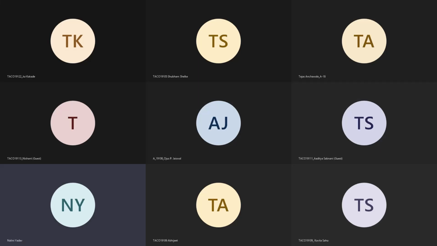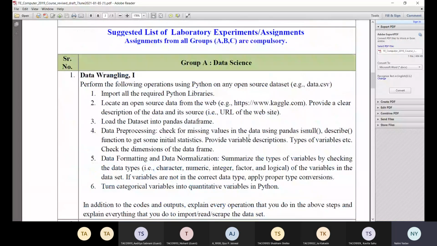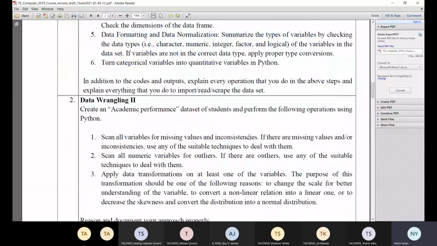So this is our syllabus copy for a subject, and we have completed assignment 1, as I already told you, and we'll start with assignment 2. Assignment 2 is to create an academic performance data set of a student and perform the following operations using Python. First, scan all variables for missing values and inconsistency, and then deal with the missing values and inconsistency.